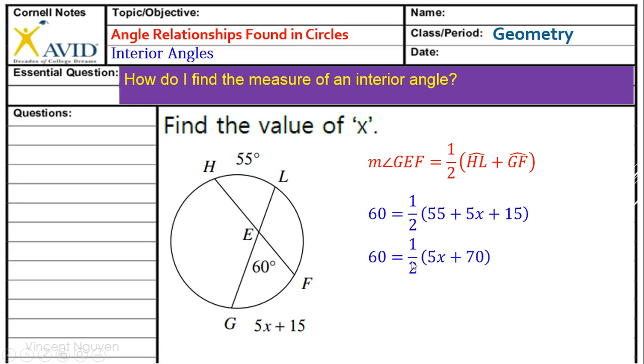Now you're going to get rid of this 1/2 by multiplying it by 2 to the other side. So you get 120 equals 5x plus 70. Now you're going to get rid of this 70 by subtracting it from 120 to give you 50. And then finally you divide it by 5 to get x by itself, and 50 divided by 5 will give you 10. So the value of x is 10 in this problem.